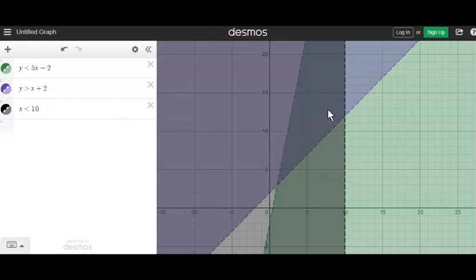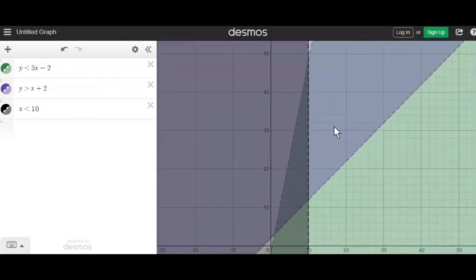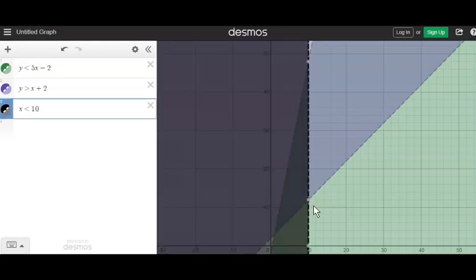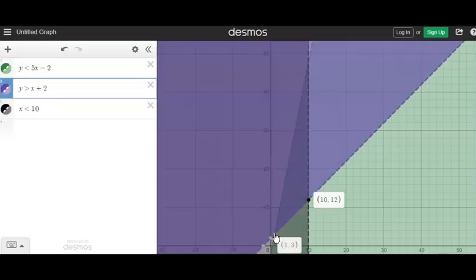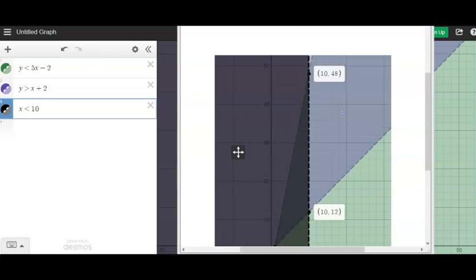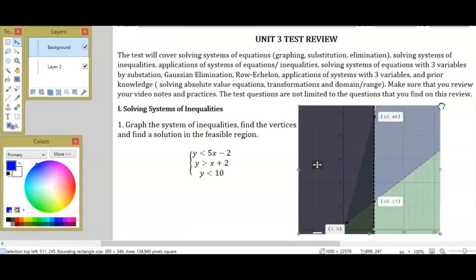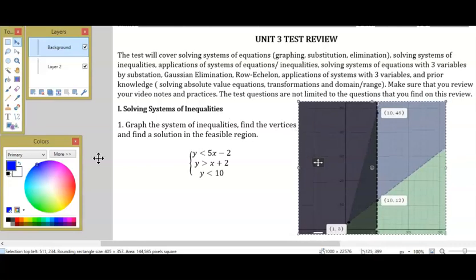And this darkest region right here would be your feasible region. To find the vertices, we will want to zoom out, and we're going to click on the 3 points of the triangle. So we have (10, 12), (1, 3), and (10, 48). So we'll take a screenshot of that and put it on our review. For those of you that have printed out the worksheet, sketch a picture of the graph as you see it.